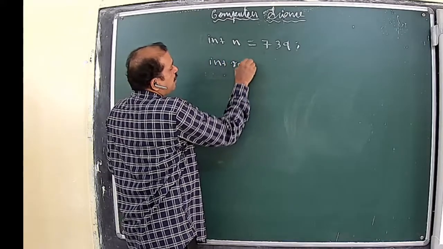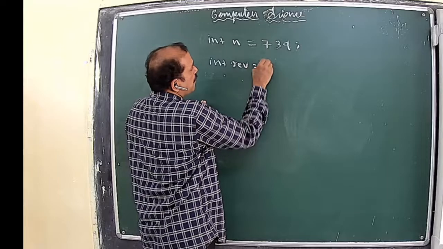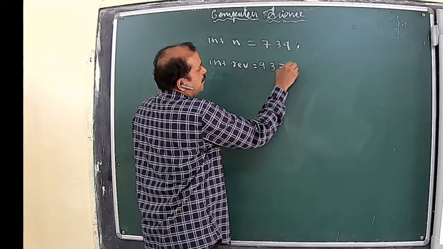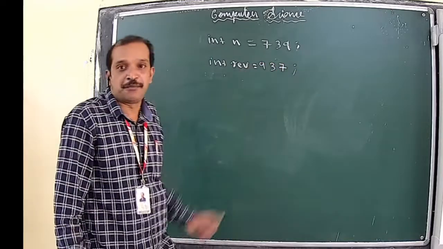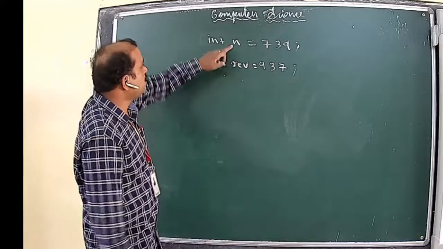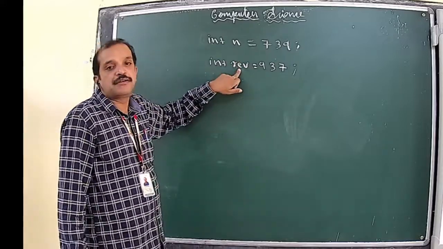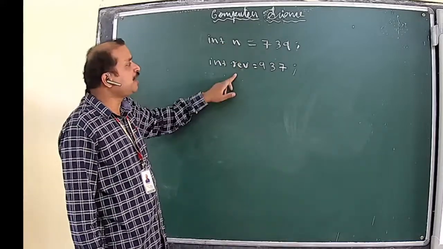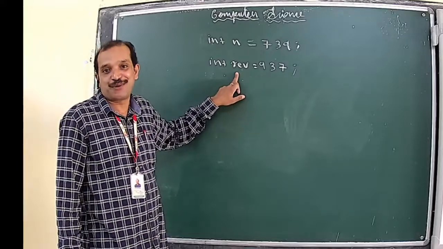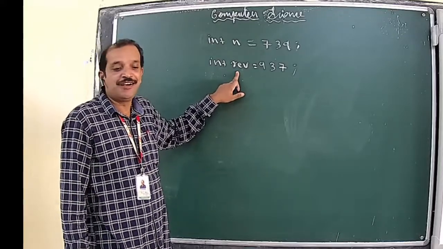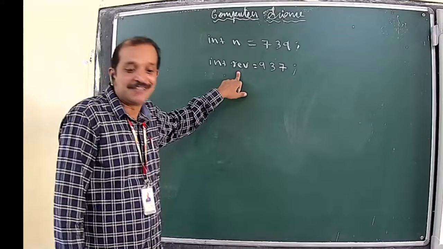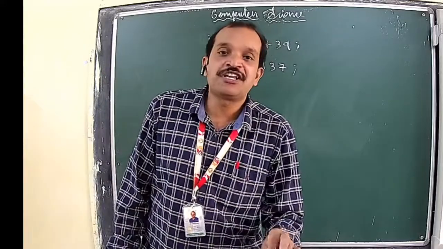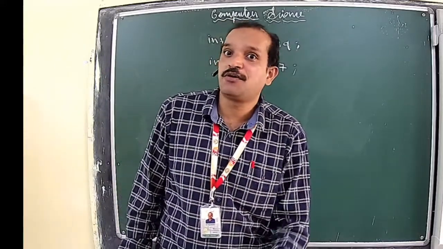Let us say REV equal to 937. So this is the reverse number which we have done manually. And if this n and REV, the reverse number, are equal, then it is a palindrome number. If they are not equal, it is not a palindrome number. That is how we can check whether a number is a palindrome number or not.